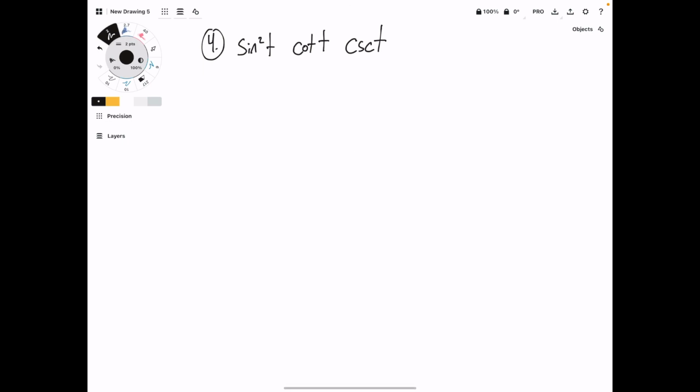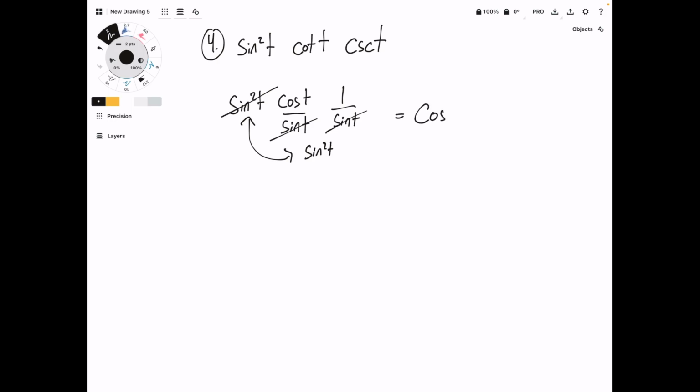For question 4, we have sine squared t times cotan t times cosecant t. So what we want to do is rewrite each of these in terms of sine and cosine. This cotan is going to be cosine t over sine t, and cosecant is just 1 over sine t. So now we can cancel out all of these, because on the bottom, if we multiply these together, this would give us sine squared t. So these two cancel, and we are left with cosine t.